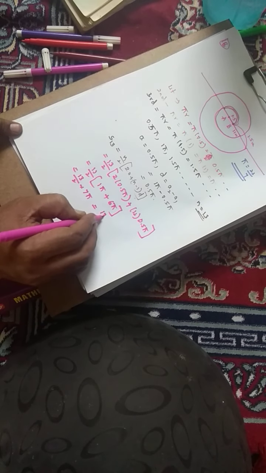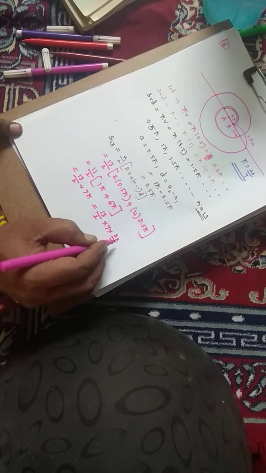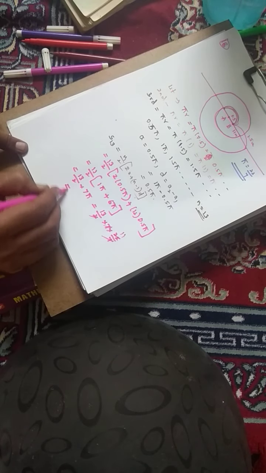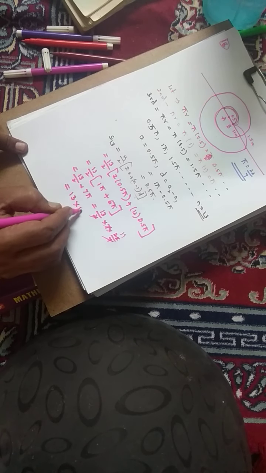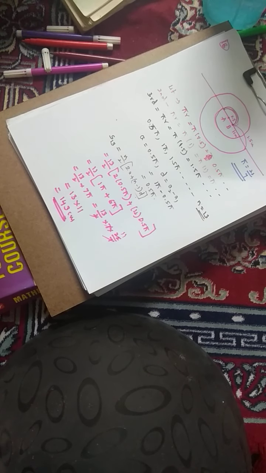That is equal to 13 by 2 into 7 into 22 by 7. So 7 cancels, 2 into 11. So the answer is 13 into 11. You will get 143 centimeters. So this is the total length of the string which is used for this spiral.